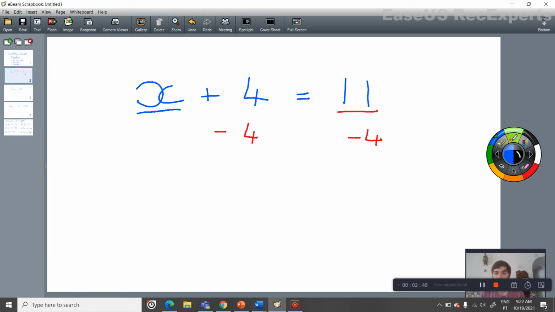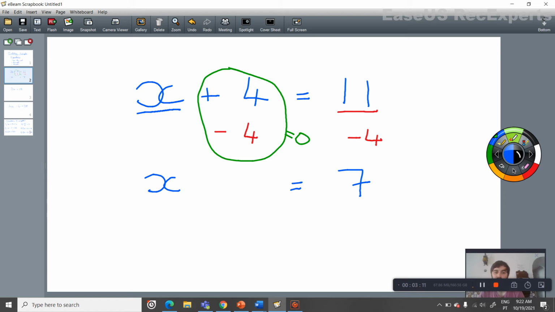Here x stays the same. This plus 4 and this minus 4 end up going away, because plus 4 take away 4 equals 0. Then on the other side of the equation, we have 11 take away 4 is 7. Now we just have our line saying x equals 7, and that's our answer. You don't have to rewrite it, but I'm writing it so it's nice and close, so that looks good.